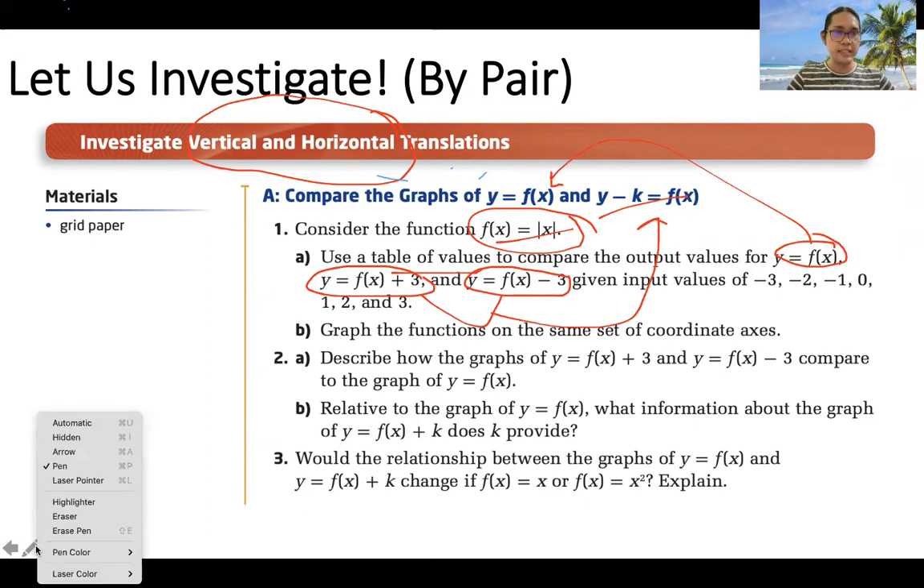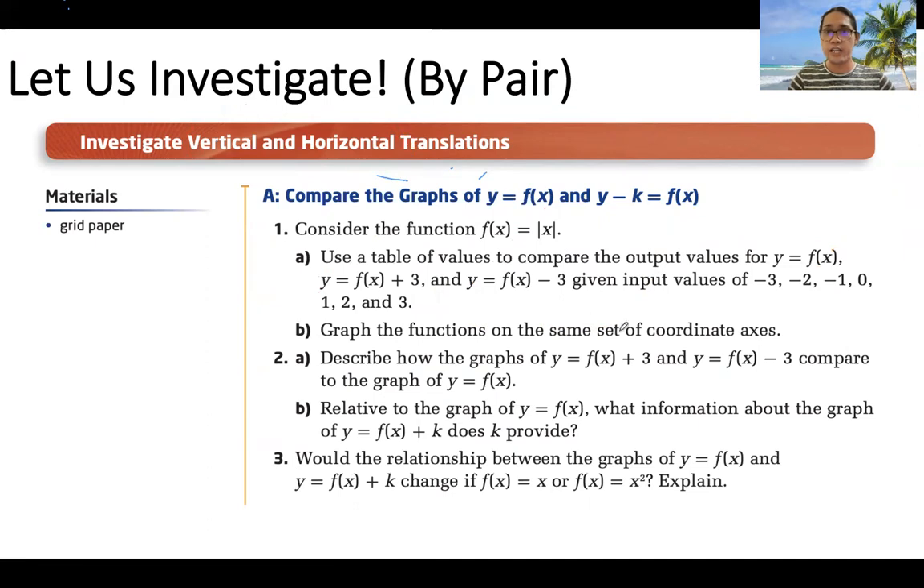I know you're all excited. You can do it while I am talking here. We have to input the values for the three functions that we have: f of x, f of x plus 3, and f of x minus 3. Here you have the input values. We'll use -3, -2, -1, and 0, and of course 1, 2, and 3. Now we are going to graph the functions on the same set of coordinate axes. I'm so excited that I want you to be involved in this.